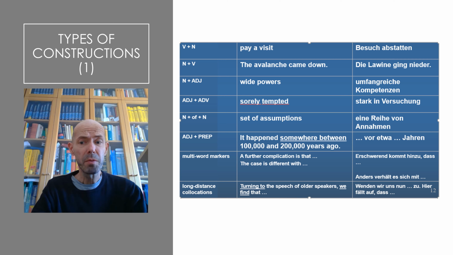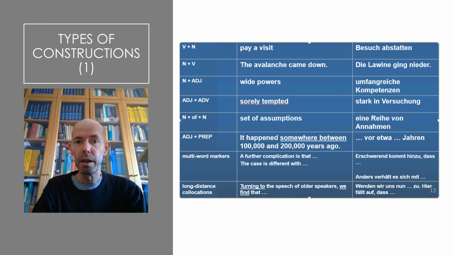Now, one of the major problems with collocations is that they differ between languages. So German collocations are very often different from English ones. I've given a few simple examples here, such as pay a visit, which is one of those verb-noun collocations where visit is the object of pay. And in German, of course, we wouldn't use the basic translation of pay here, but we would say Besuch abstatten. The avalanche came down. In German, we tend to say die Lawine ging nieder rather than die Lawine kam nieder, which is a typical subject noun plus verb collocation.